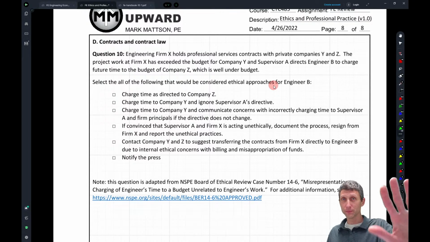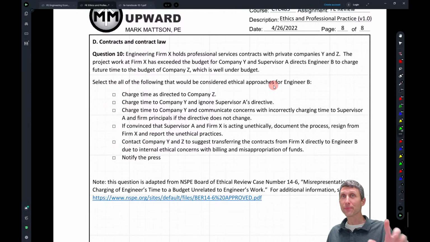Your supervisor says, okay, just hold on a second. That project's over budget. Take your time, put it over here. What do you think? Just do it and get along and get your bonus at the end of the year because all your projects were under budget. Ah, no, don't do it.